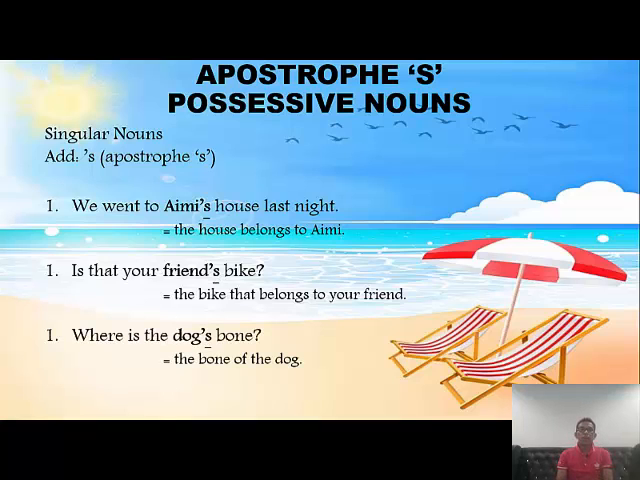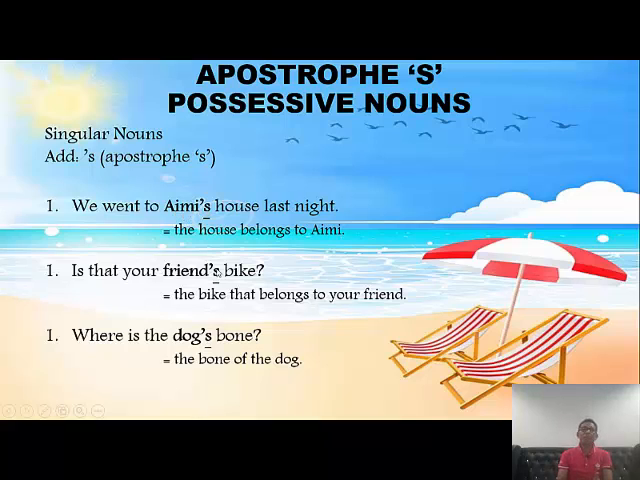Next one, number three. It has to be number one, number two, number three, but never mind. Where is the dog's bone? So the bone of the dog that owns the bones. Okay? And the dog is a singular noun. Just a dog. Okay? We put apostrophe s. Friend, singular. We put apostrophe s. Amy, singular. We put apostrophe s.